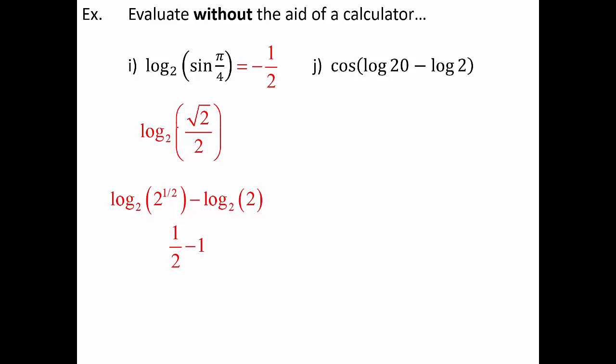On the second one, we'll start by condensing log of 20 minus log of 2 into log of 20 over 2, which of course is just log of 10. Log of 10 is going to be 1. And now cosine of 1 is not 0. Cosine of 1 is not pi. It's not 2 pi. It's not pi over 2.